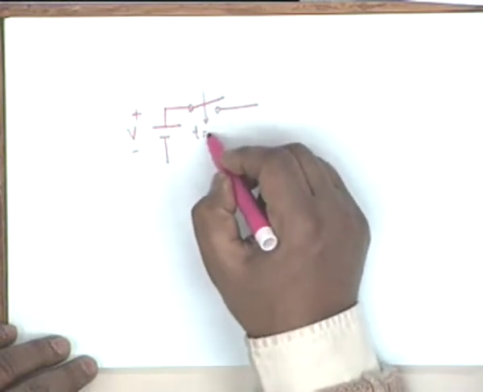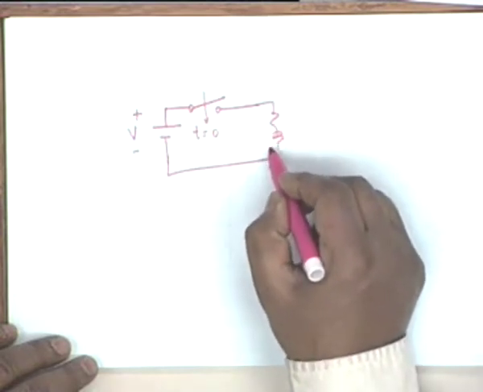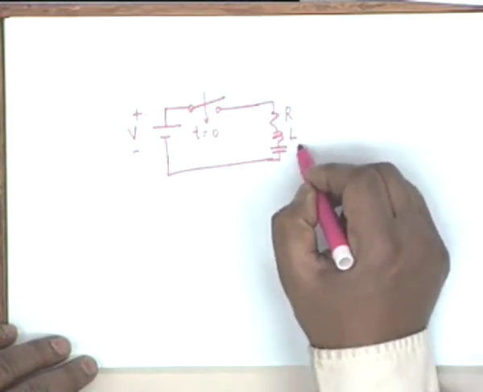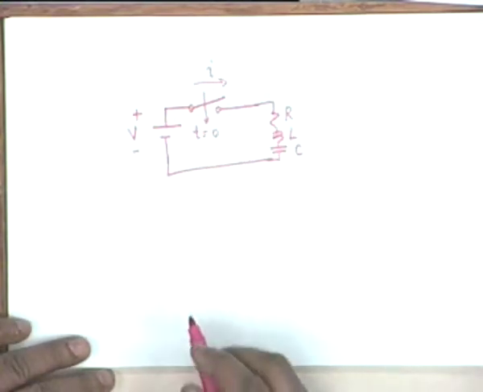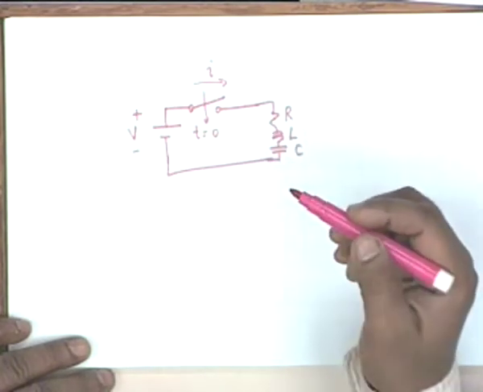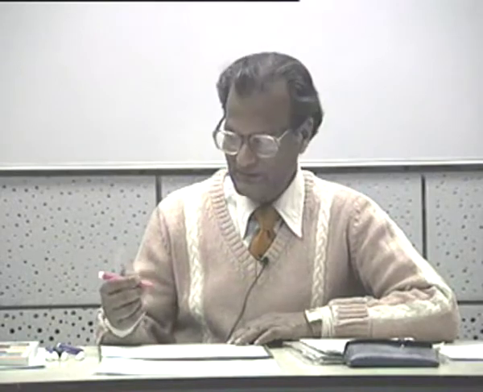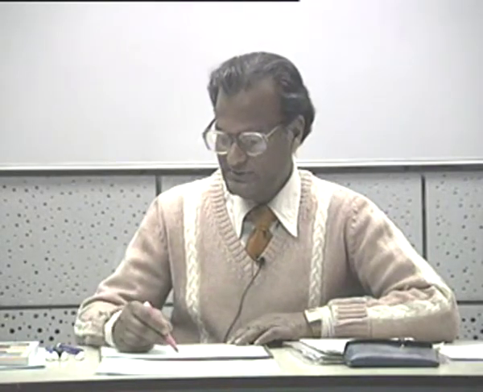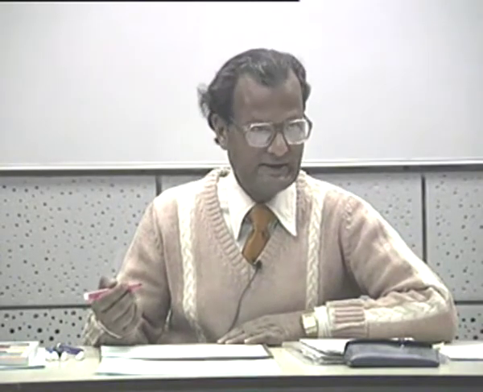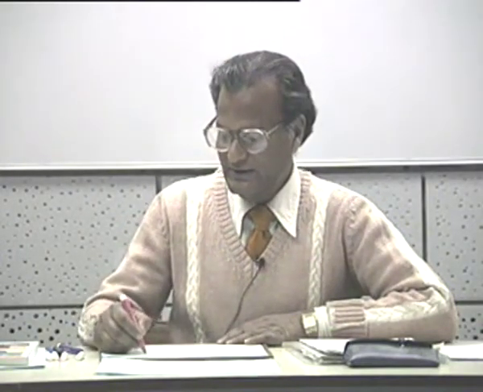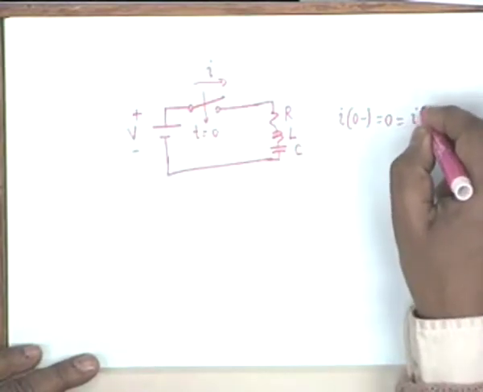Let us say this switch is closed at t equal to 0, and we have a resistance, inductance and a capacitance R, L and C, and the problem is to find the current I. Obviously, what we are applying to this circuit is a step of magnitude capital V, and if we assume that initially this circuit is de-energized or relaxed, then obviously I of 0 minus, the current through the inductor, is equal to 0, equal to I of 0 plus.